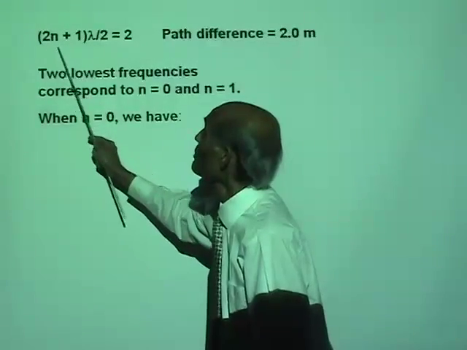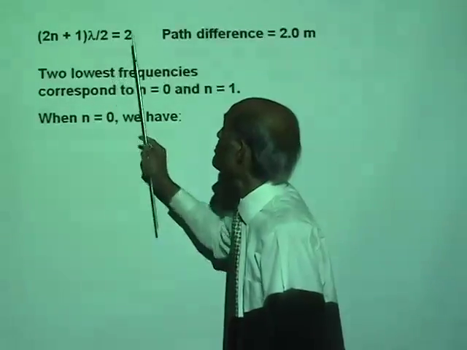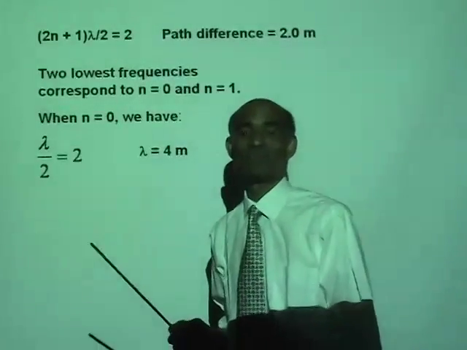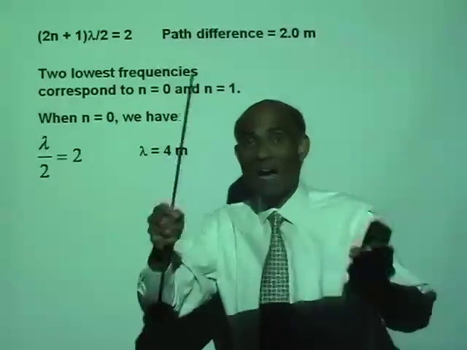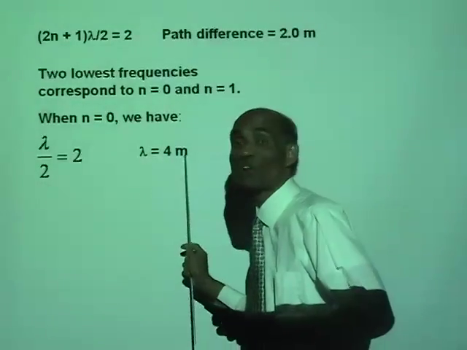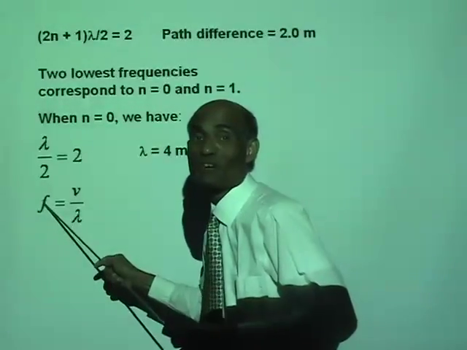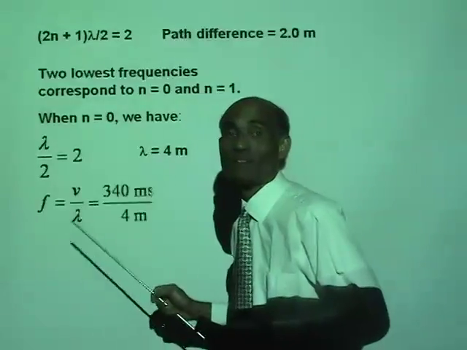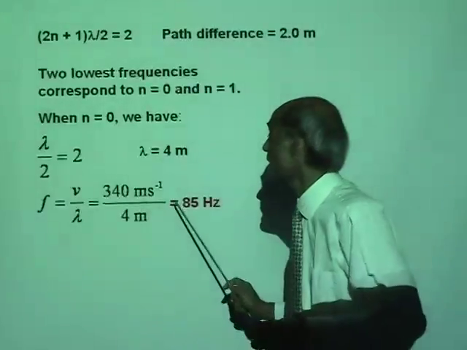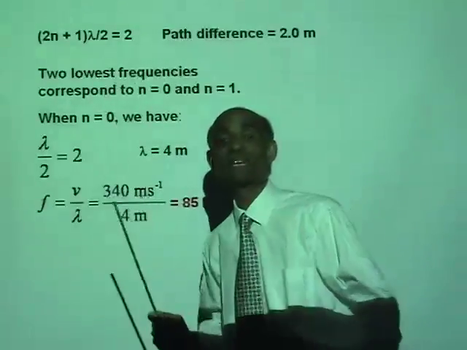So, when n equal to 0, what do you have? 2n will be 0, 2n plus 1 will be 1. The left hand side will be simply lambda by 2. Lambda by 2 will be equal to 2, or lambda will be equal to 4 meter. So the lowest frequency that will arrive at that point, completely out of phase, will have a wavelength of 4 meter. Now, if the wavelength is 4 meter, what's the frequency? Frequency equal to v over lambda. v is 340 meter per second, divided by lambda is 4 meter. That is 85 hertz. That is the lowest frequency that will arrive completely out of phase.